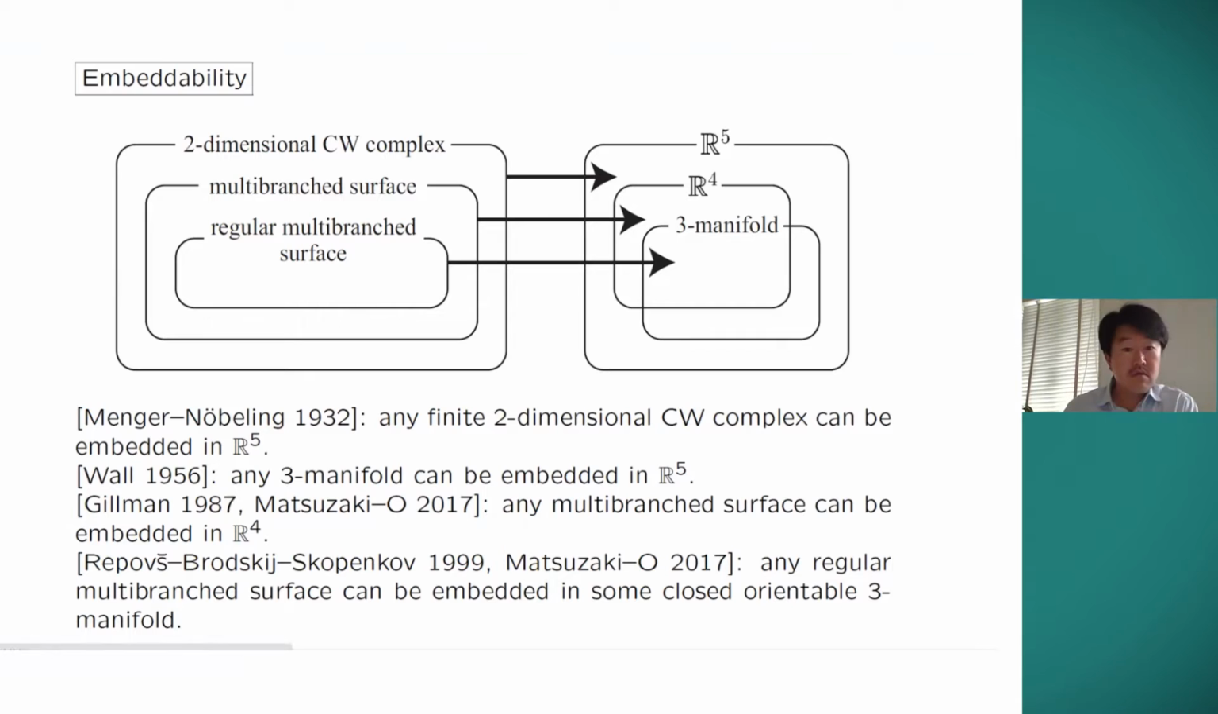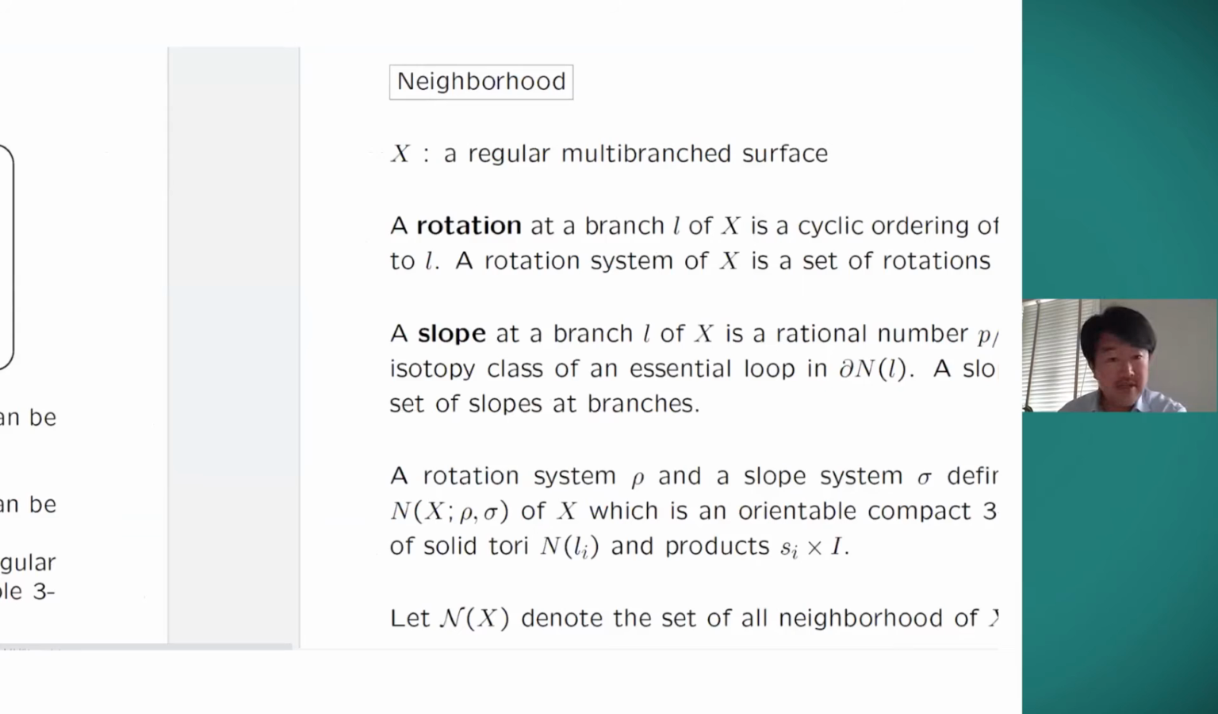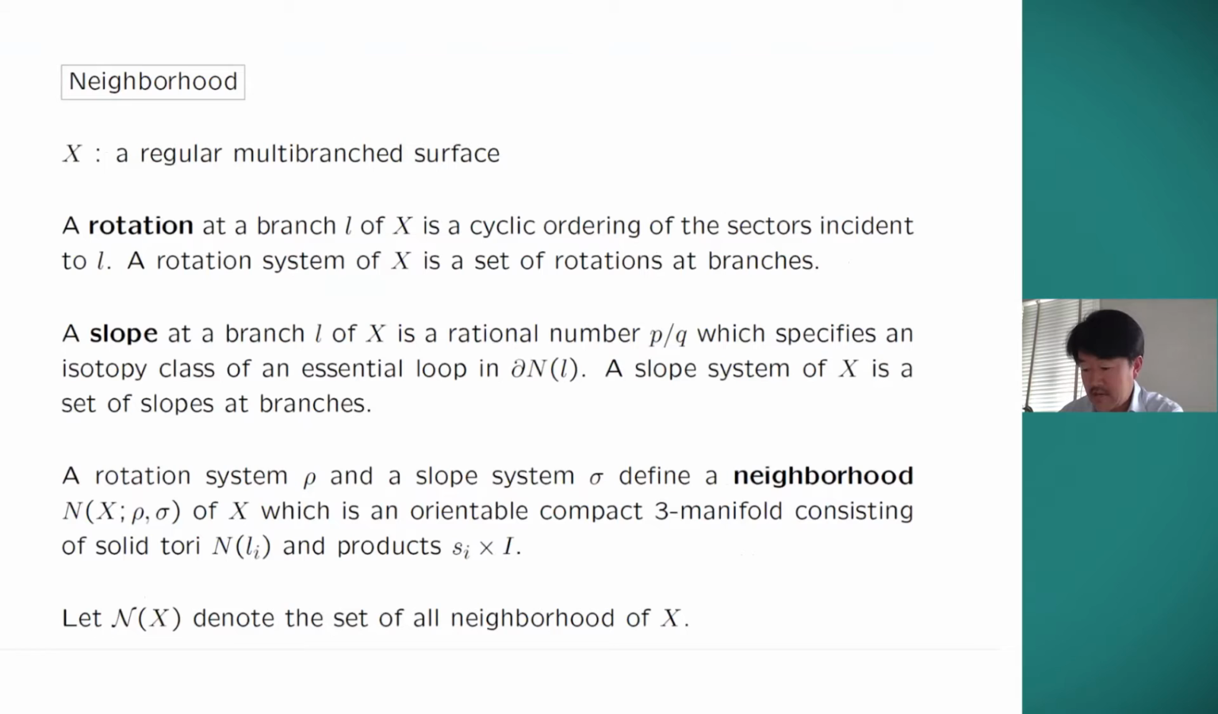Next, we define a neighborhood of a multi-branch surface. Let X be a regular multi-branch surface. A rotation at each branch is a cyclic ordering of the sectors incident to the branch L. So for each branch L, there are sectors. In this case, we have four sectors incident to this branch. We consider this rotation of these sectors.